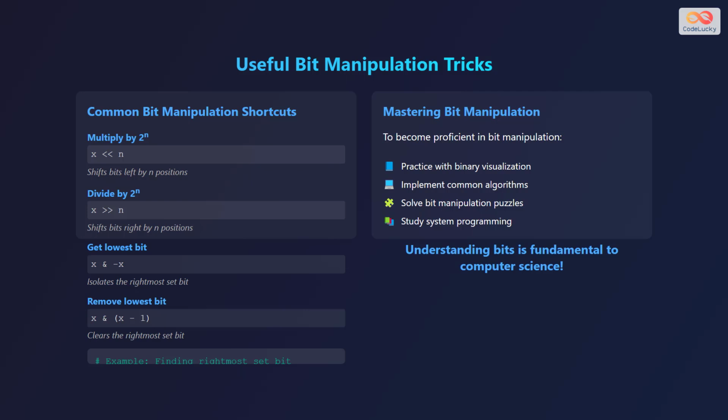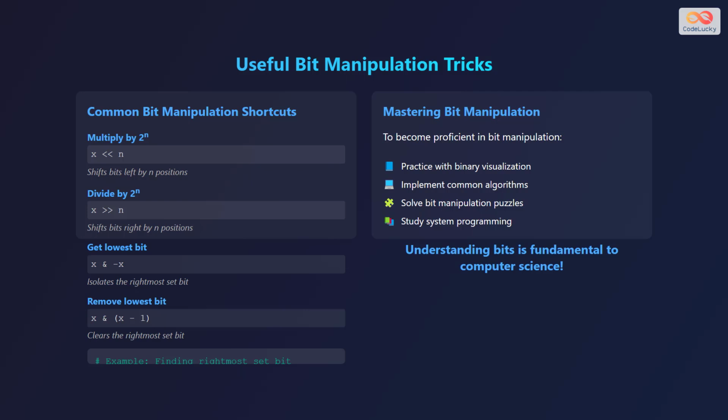To get the lowest bit, use the code x AND negative x. This isolates the rightmost set bit. To remove the lowest bit, use the code x AND x minus 1. This clears the rightmost set bit. As an example, to find the rightmost set bit of the number 12, which is 1100 in binary, perform x AND negative x. The result is 4, which is 0100 in binary.